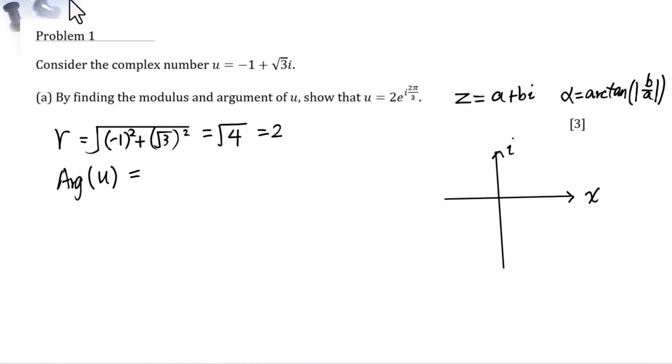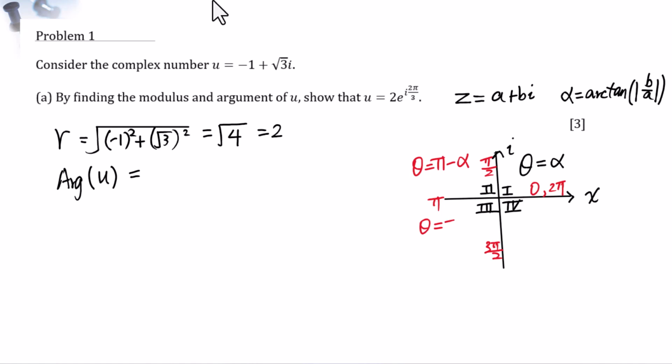Then in the first quadrant, this argument theta equals alpha. Let's label the quadrantal angles. For a complex number in the second quadrant, the argument equals pi minus alpha. In the third quadrant, this argument equals pi plus alpha. In the fourth quadrant, this argument equals 2 pi minus alpha.